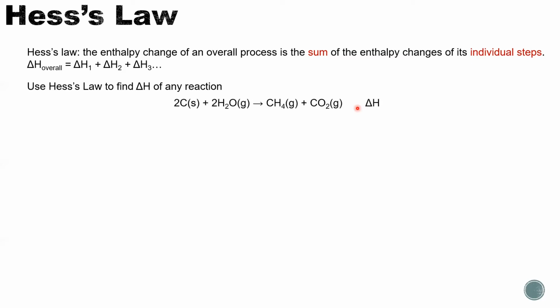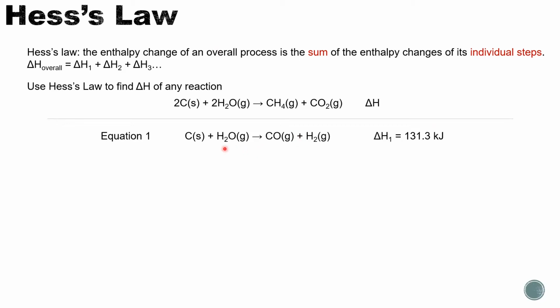For example, if we want to know the enthalpy change of this reaction, 2 carbon solid plus 2 water in the gas phase to produce 1 methane in gas phase and 1 CO2 in gas phase. If we want to calculate the enthalpy change of this reaction, sometimes it's hard to measure, but we know some other equations as individual steps, as I'm showing here.